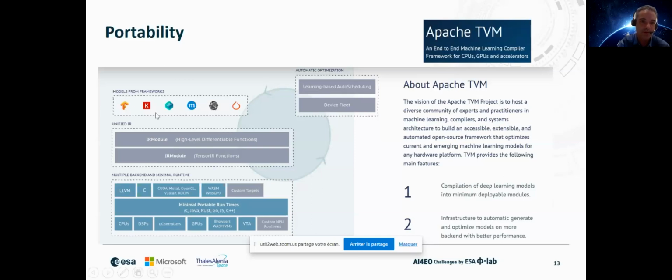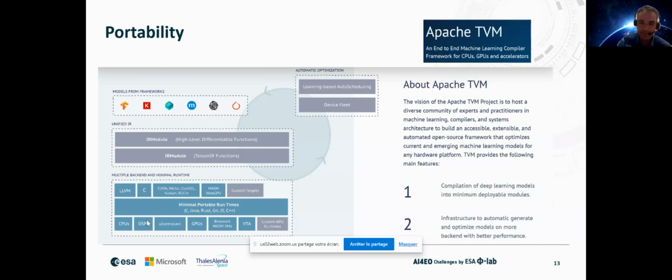So the principle is to have an intermediate representation of all the tensor operations, high-level differentiable functions, for example, and there is a kind of compiler in between that produces the right code to target the right hardware target you want. For example, it can be a GPU, C code, or a DSP.